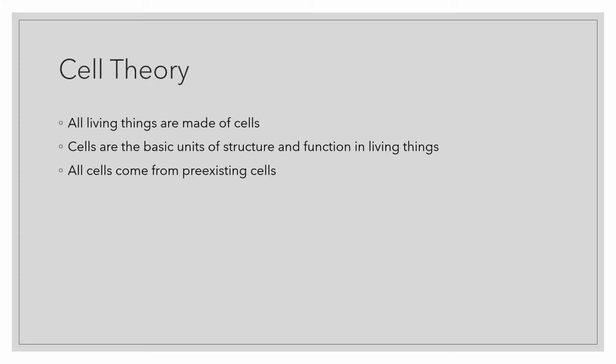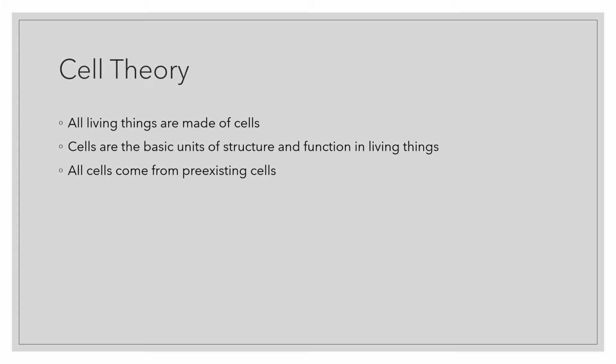As far as all living things are made of cells, well, we know that the cell is the smallest thing that is considered to be living. It meets all those 5 criteria. Cells are the basic units of structure and function. Cells work together to make tissues. Tissues work together to make organs. So without cells, we wouldn't have tissues or organs or organisms. And then all cells come from pre-existing cells.